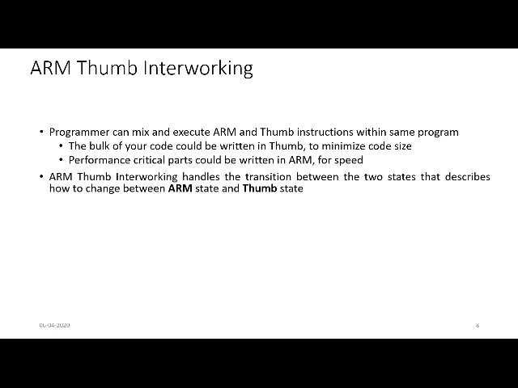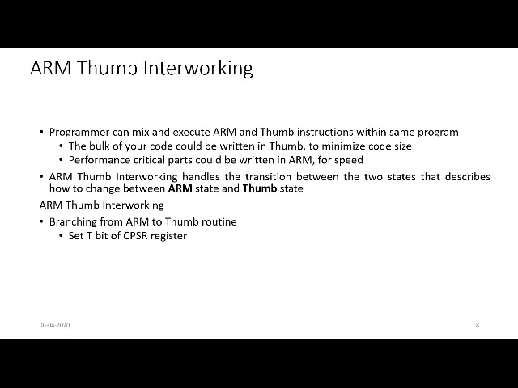ARM Thumb interworking handles the transition between the two states; it describes how to change between the ARM state and Thumb state. Changing the state involves two cases. The first case is changing from ARM state to Thumb state, which takes three steps. One is to set the state of the ARM microcontroller by changing the T bit of the CPSR register. The T bit of the CPSR register has to be set to 1. Then the ARM microcontroller enters the Thumb state.